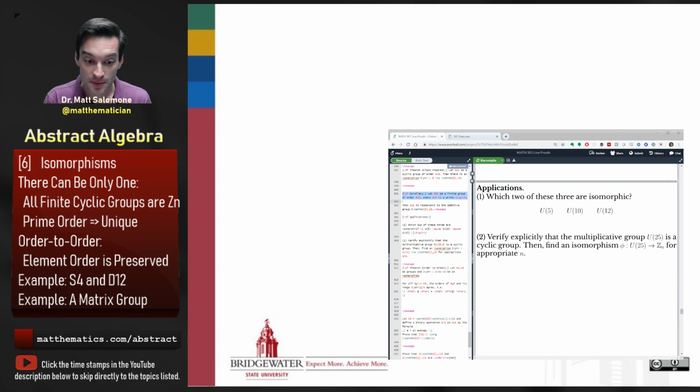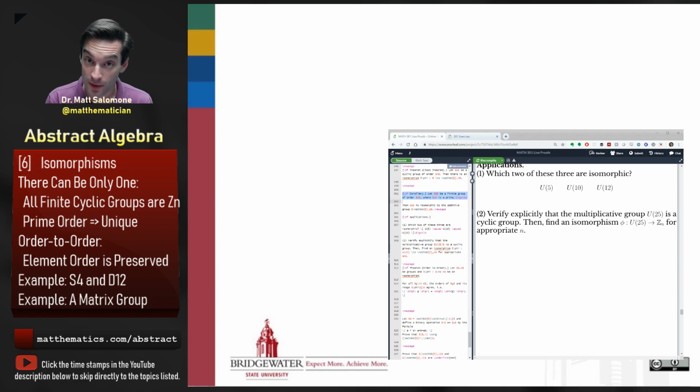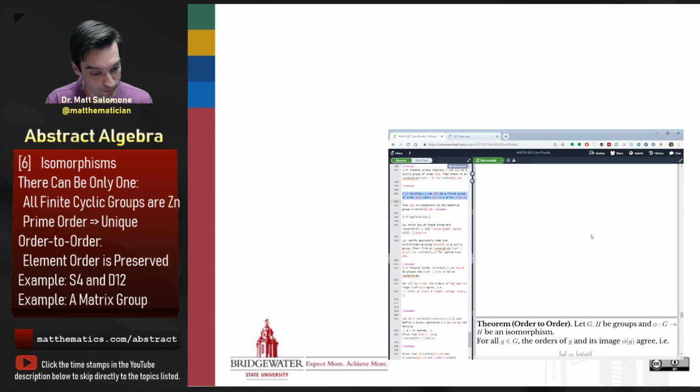We'll do an application that's going to use some of these order and cyclic group properties. One of these came from the homework. Which two of these three groups, U5, U10, U12, are isomorphic? And then also we'll look at U25 as an example. What can we say about the multiplicative group of integers mod 25?